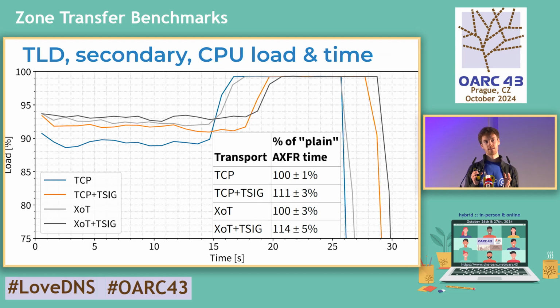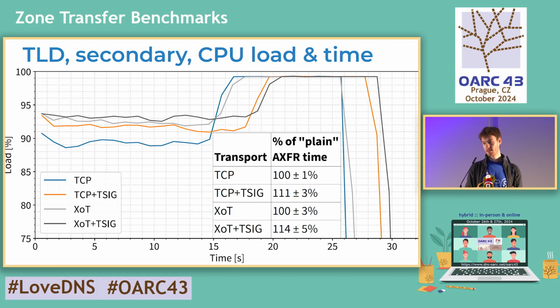And if we take the time it takes to transfer the one TLD zone, the CH, and normalize it so that plain TCP is 100%, we can see that the plain TCP and transfer over DNS over TLS is actually on average the same time. So basically it costs almost nothing, almost. At the same time, to my surprise, the measurements show that the TSIG is way more expensive than DNS over TLS. That's what the measurement says.